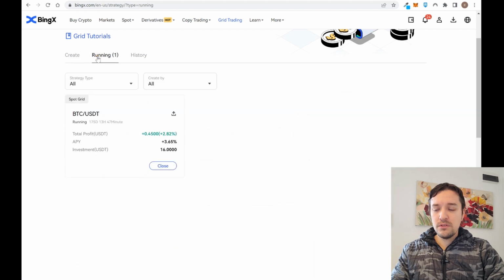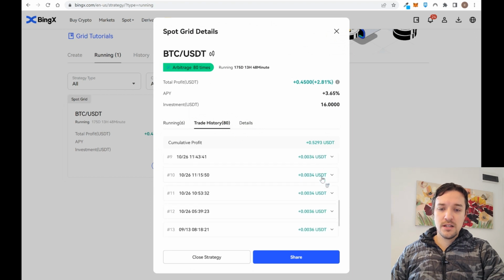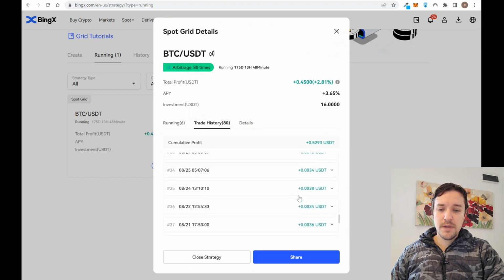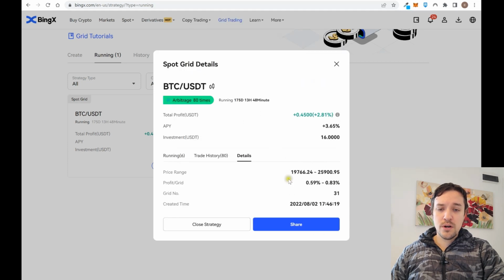In here I have a bot that has been running for a long time, so you can see that it generated 2.82 profit in the long term. And if you click in here, you can understand all the trades that this bot generated in the past, 80 trades, and you can understand all the profits and losses that this bot made in the past. So you can understand the details, which were the parameters, the original parameters.